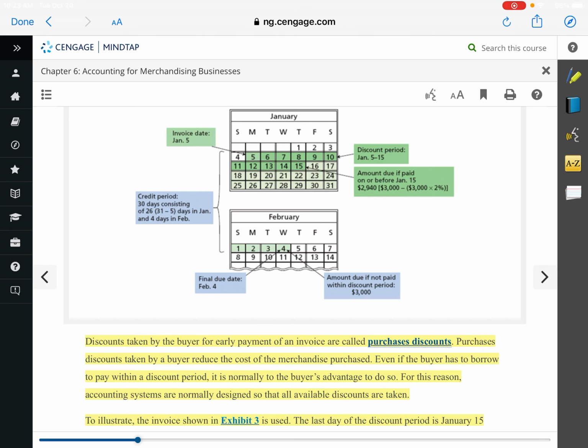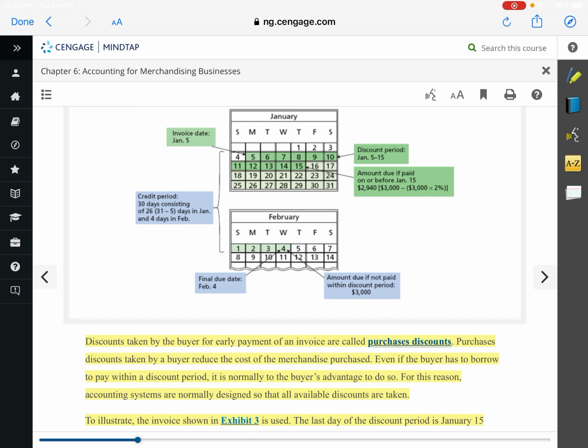Let's see here. We'll skip that. I'm running out of time, so I'm going to take off some of the stuff that I was going to talk about. So let's look at this.